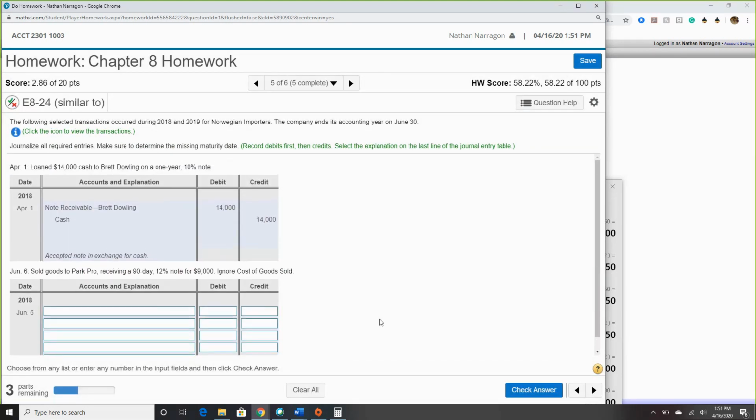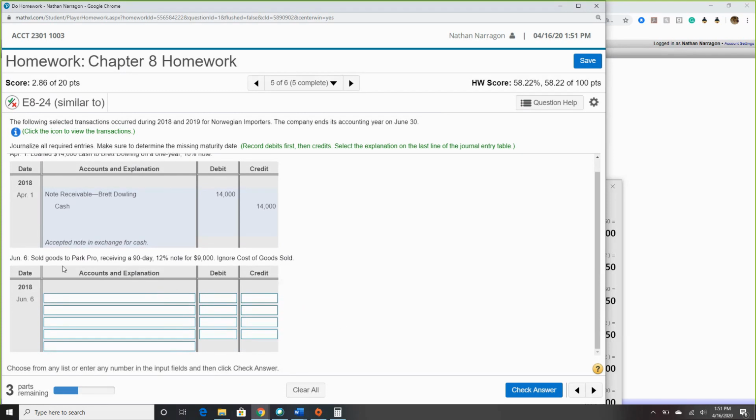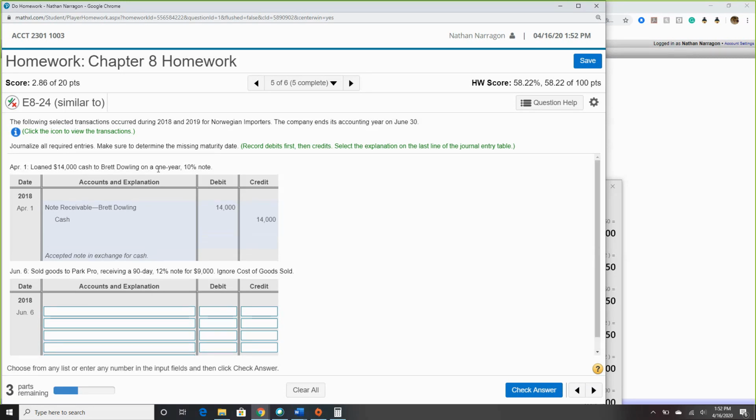Next, so we're doing these journal entries. We sold goods to Park Pro, receiving a 90-day 12% note for $9,000. I like how that actually tells me what probably is going to be the differences between all the problems. And again, we're going more cost of goods sold. So we got one here, this is months, and this is going to be in days. So we're going to have to watch out on those.